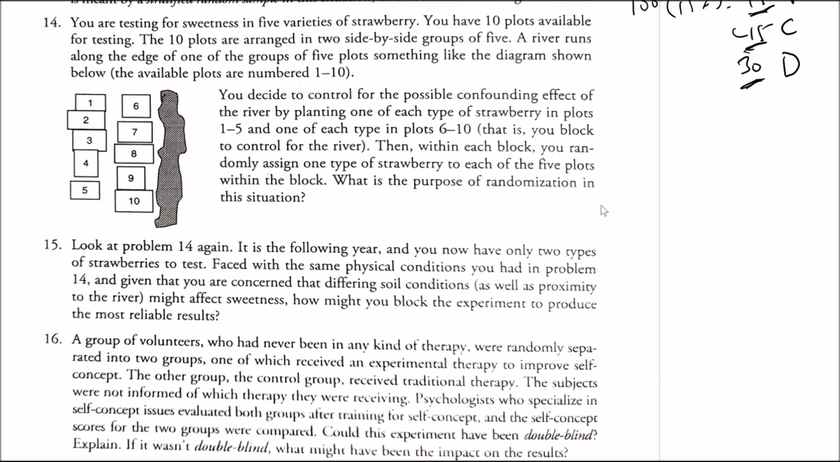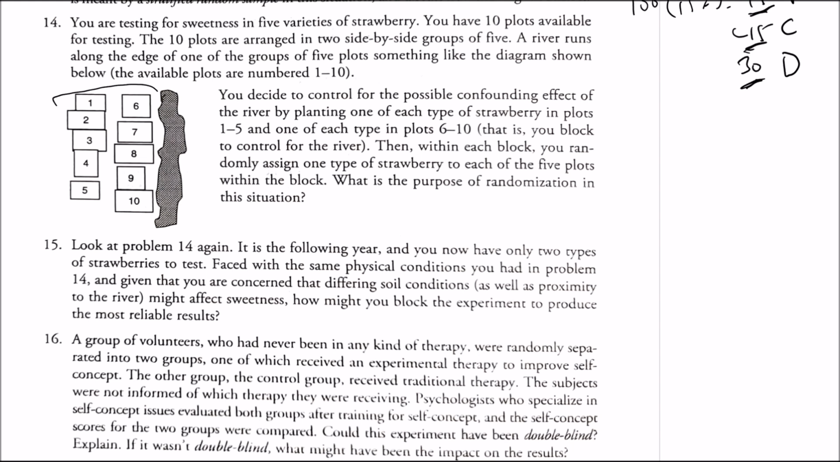or something like that. So you decide to control for the possible confounding effect of the river by planting 1 of each type of strawberry in plots 1 to 5, and then 1 of each type in plots 6 to 10. That is basically your block to control for the river. So we're going to block by the columns rather than the rows, because if we block by the rows, they're not going to be the same.